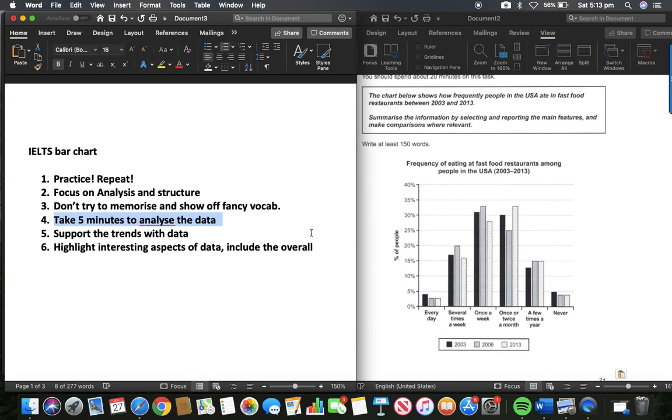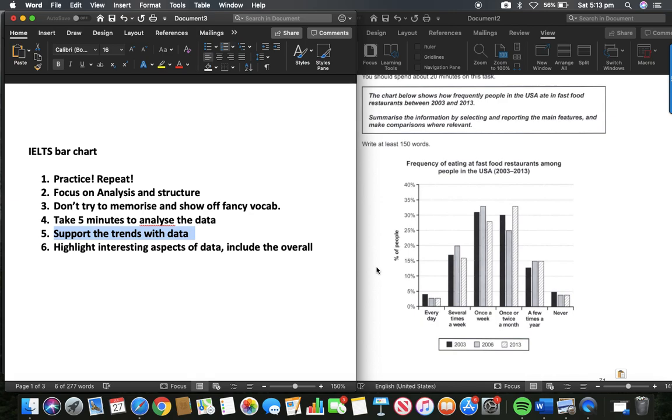So you have to learn to look at this data like an analyst, like an economist, like an investor. Look at the big picture, and that takes practice. Check out the other videos I have here. They'll help a lot with that. When you start writing, support the trends with data. If it increases, how much? If it decreases, how much? Give me numbers. So trend and data. Highlight interesting aspects of the data as well and try to identify the overall.